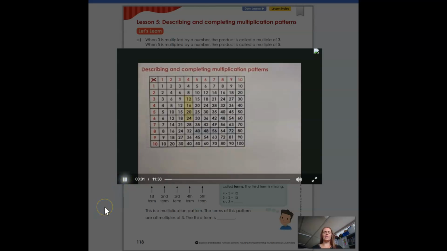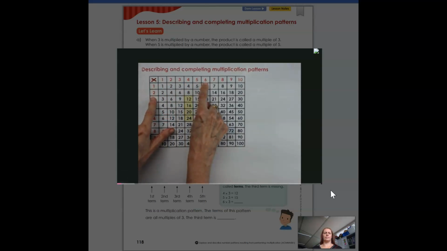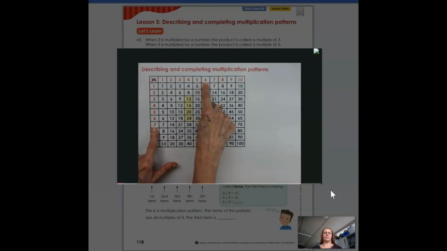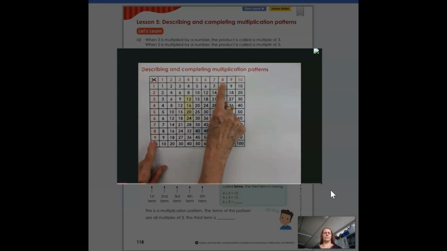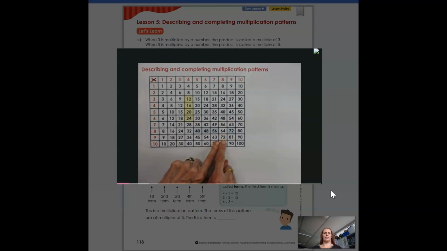Oh, let me press play. Describing and completing multiplication patterns. Let's look at this multiplication table. When 6 is multiplied by a number such as 7, the product is 42, and we also call 42 a multiple of 6. Let's take a look at when 8 is multiplied by 9. What's the product? The product of 8 and 9 is 72, and 72 is also a multiple of 8.